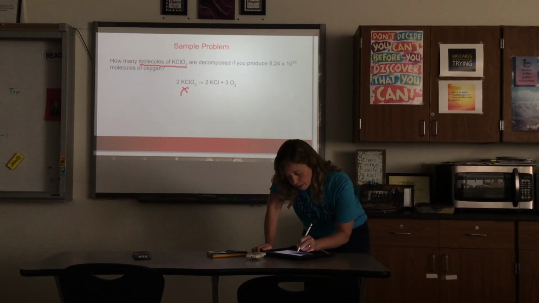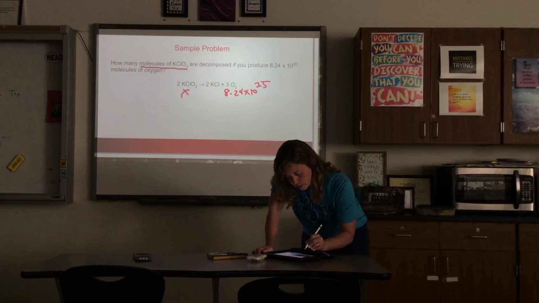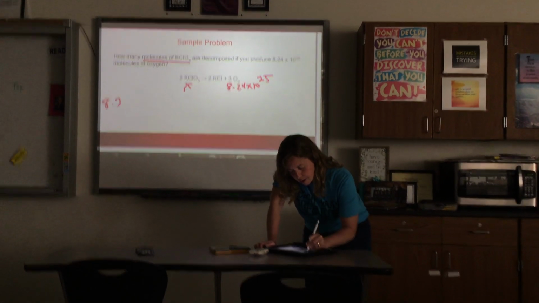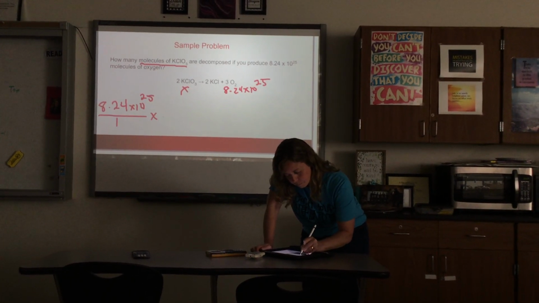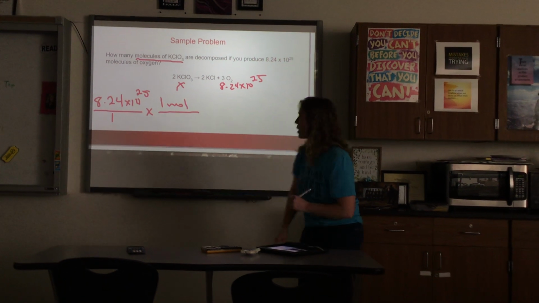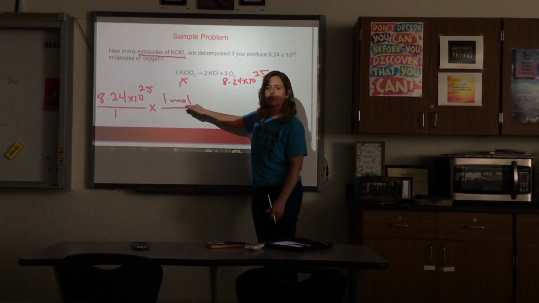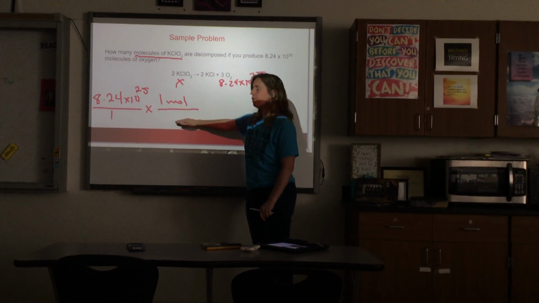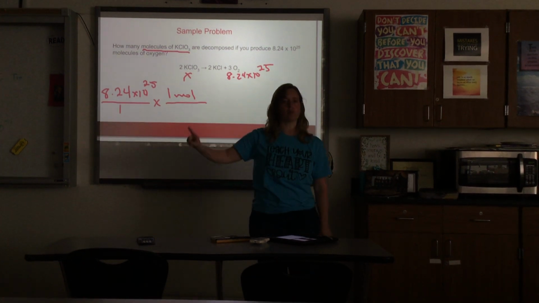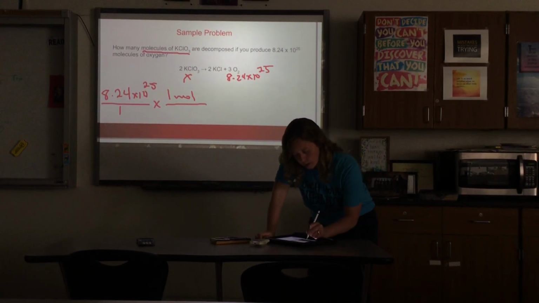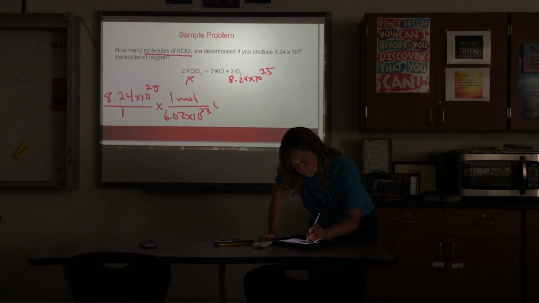So this is going to be our given, which is 8.24 times 10 to the 25th. So we're going to start this out over 1. And just like we did before, 1 mole is still going to be over here, just like the mass to mass, just like the volume to volume. But now the number that goes here, instead of 22.4, instead of molar mass, is going to be Avogadro's constant, which is 6.02 to the 23rd power.